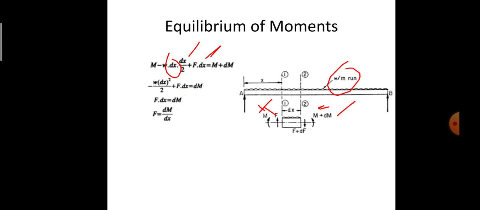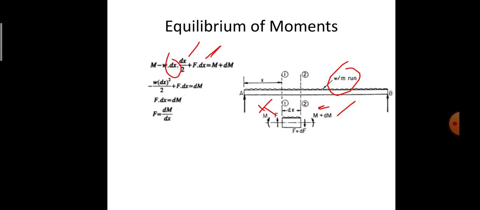I neglect the higher powers of smaller quantities. So at the end, I'll get the expression F is equal to dM by dx. This states that the differentiation of the bending moment with reference to the length gives the shear force.